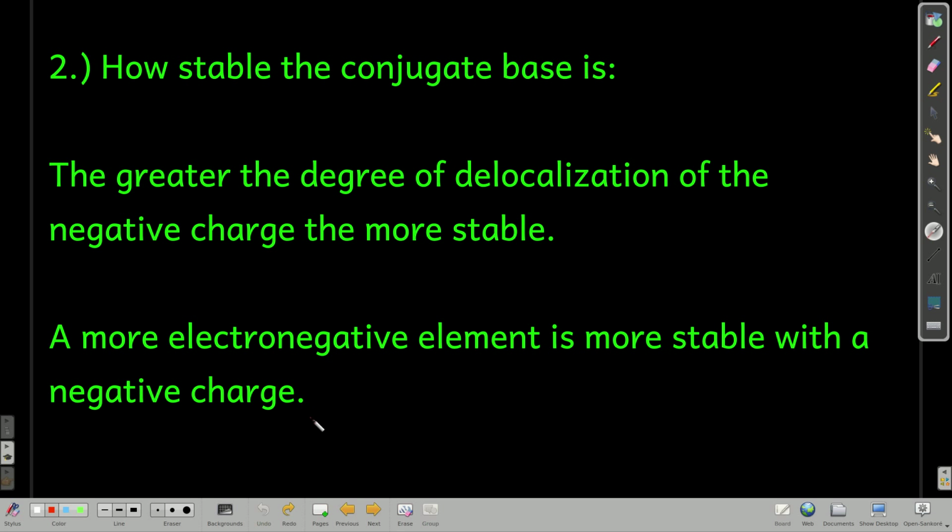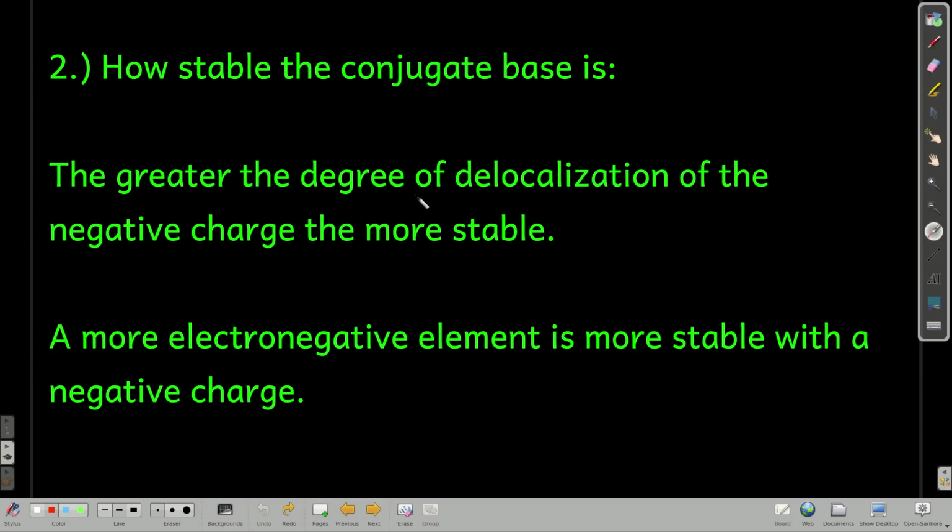Next, another thing that affects how easy it is for an acid to release its acidic proton and thus be a stronger acid is how stable the conjugate base is once we make that base. The easier it is to make, the easier it is to pull that proton off. So what makes a base stable, or any molecule stable really?